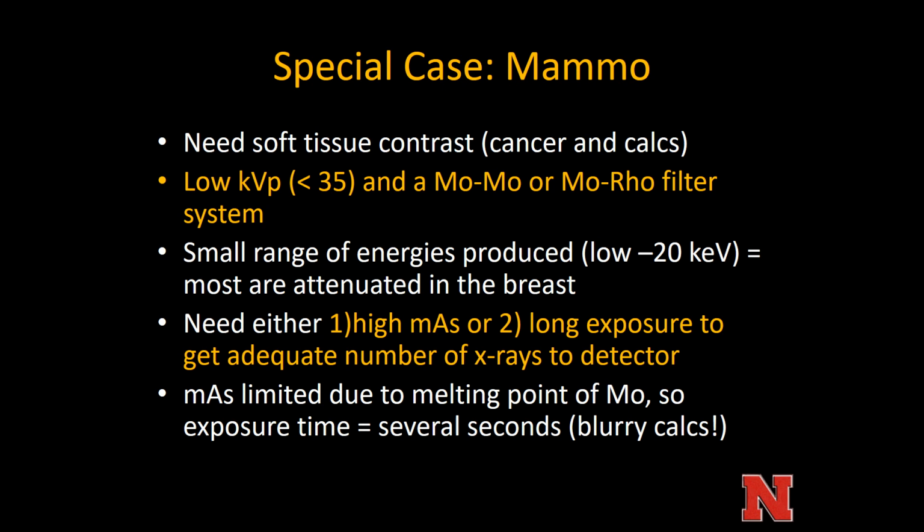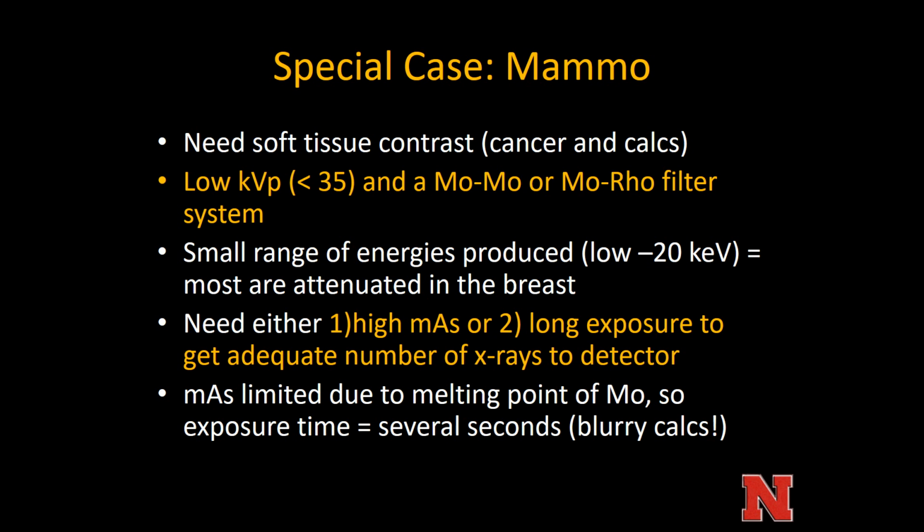Mammography always deserves special considerations. You need a lot of soft tissue contrast to look at cancer and calcifications. That means we need a low average kVp, usually less than 35, and oftentimes you'll use a molybdenum or a molybdenum-rhodium anode filter setup. There's a very small range of energies produced, usually around 20 keV, and most of these are attenuated within the breast. You need either one, a high mAs, or two, a long exposure time to get enough X-rays to the detector.